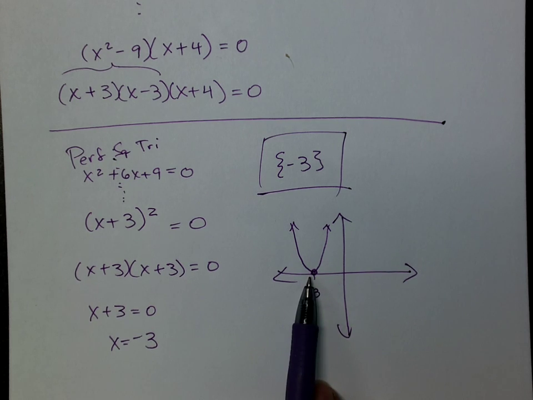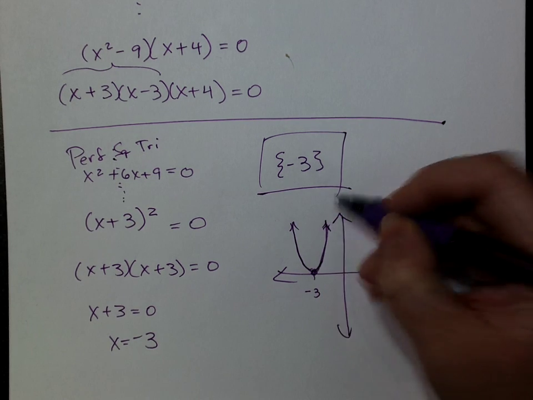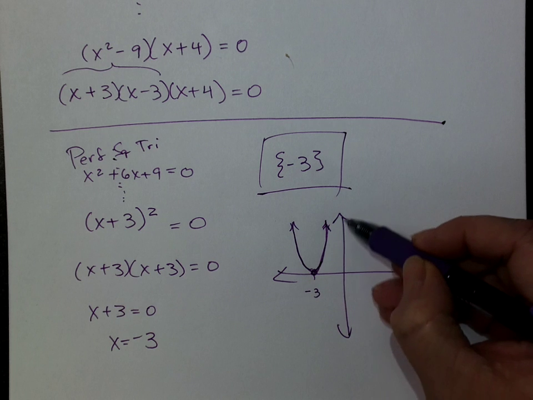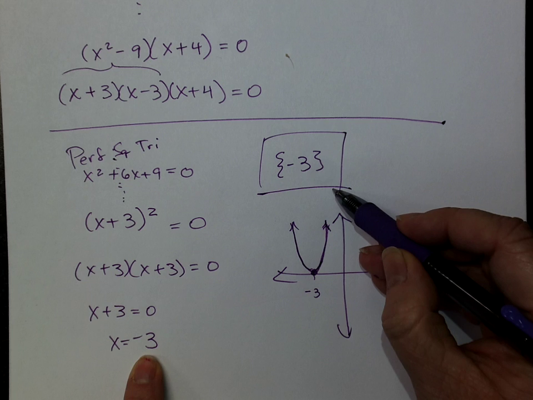Huh? It's like a V? No, it's still a parabola. It's not a V. A V comes from absolute value. It's still a parabola, but instead of coming down over the x-axis and then coming back up, it hits the x-axis, one x-intercept, and then turns around.